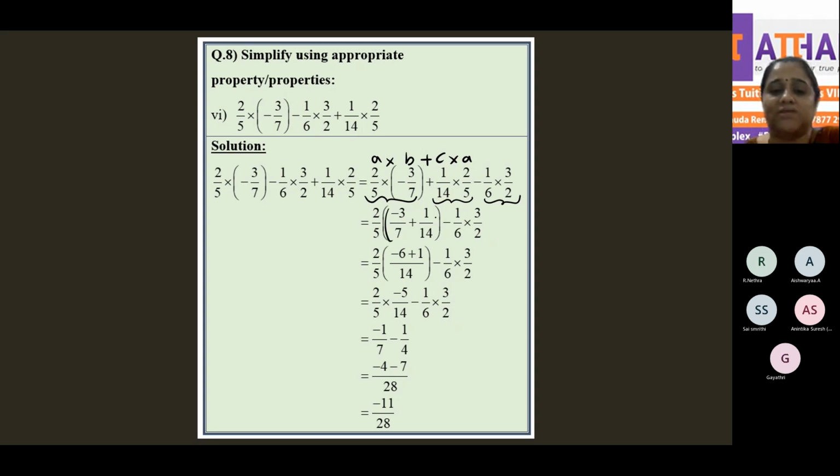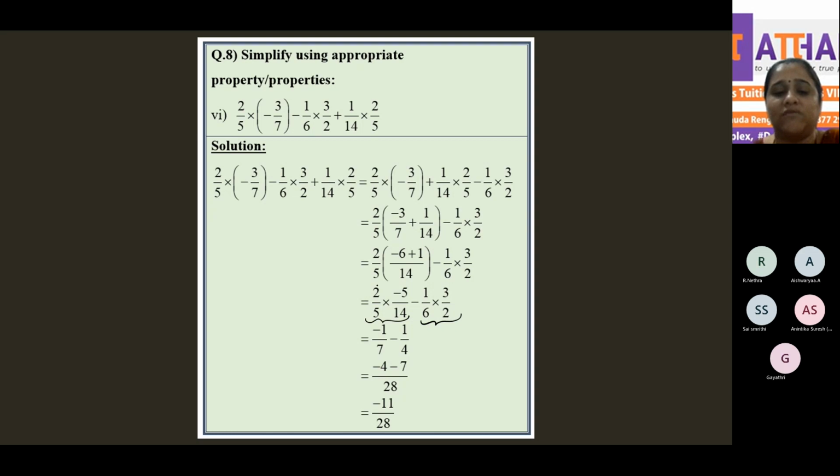Now simplify this bracket. By taking the LCM, you get minus 6 plus 1 by 14. And this one as it is. Simplify this bracket further, minus 5 by 14. 2 by 5 into minus 5 by 14. And then this one as it is. Now, why we did not simplify this? Actually, you can simplify 3 1s are 3 2s are. We did not simplify this because we were just waiting for this to be simplified completely.